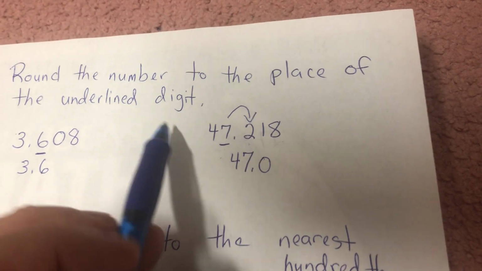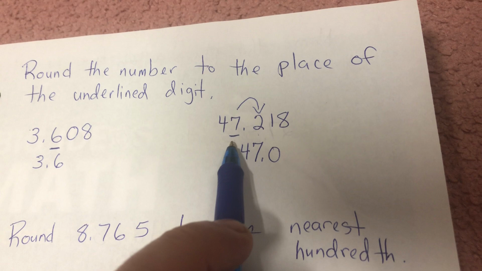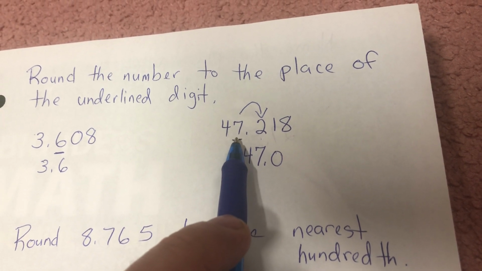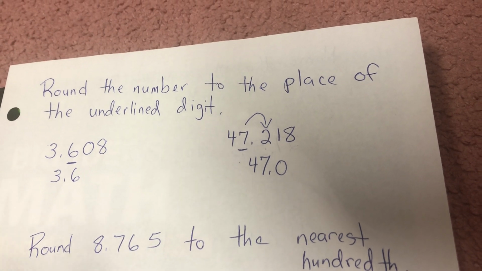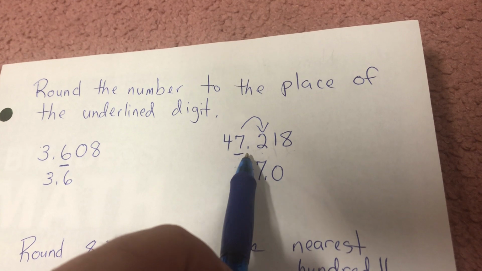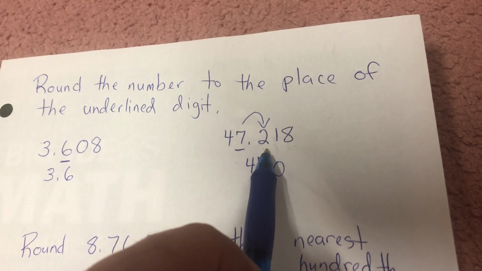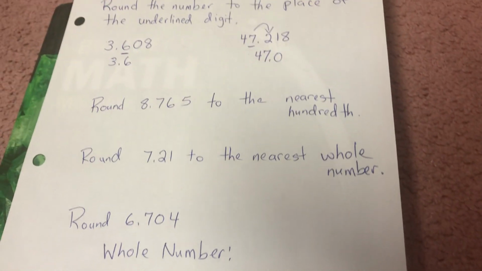But we want to remember that this 47 and 218 thousandths, if we're rounding to the ones place or the nearest whole number, it's either going to go down to 47 or up to 48, because 47 and 218 thousandths is bigger than 47, but it is less than 48. All right, moving right along.